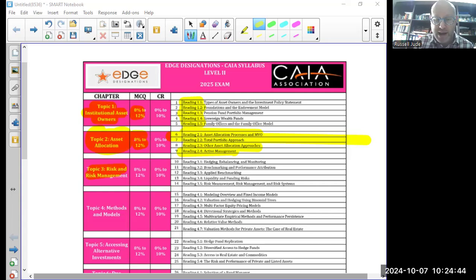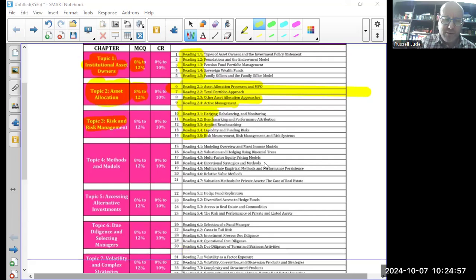It's been rebranded with a new topic name. But the readings, there were 5 before, there are 5 now, almost the same. No real changes, just minor cosmetic changes here and there. Look at topic 4. Topic 4 is methods and models. What topic 4 has done is take 2 topics from 2024 and merge them together. And that's why there are so many readings over there, 4.7.